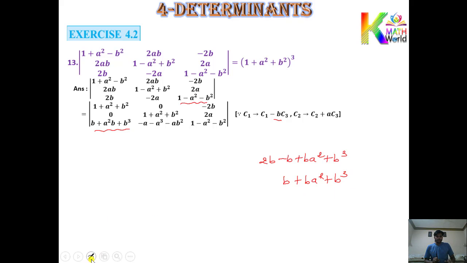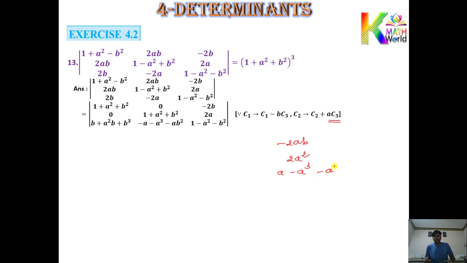The same way, you can see the last column being multiplied by a and added into C2. Multiplied by a. So what are the corresponding elements when you multiply? Here minus 2ab multiplied by a. Here 2a into a, so you got 2a square. Here it will be multiplied by a, so a minus a cube. A multiplied, so minus ab square. So you got these elements after multiplying by a.